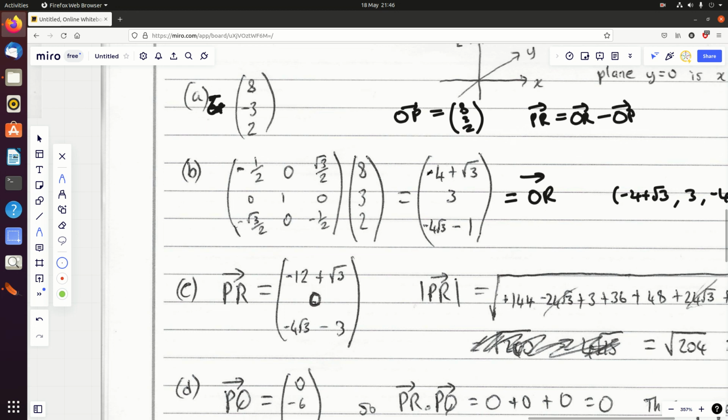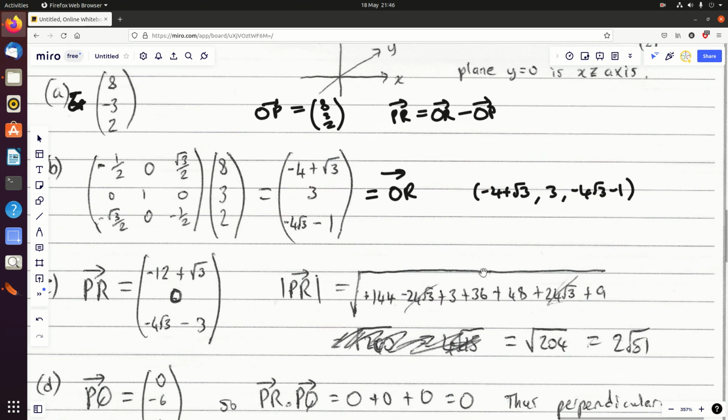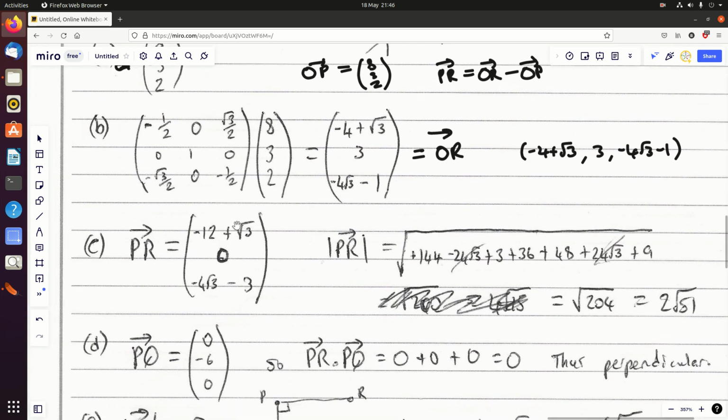Now PR is going to be OR minus OP. So I need to do minus 4 plus root 3 minus 8. That gives me minus 12 plus root 3. I need to do 3 minus 3, which gives me 0. And then I need to do minus 4 root 3 minus 1, take away 2, which is minus 4 root 3 minus 3. And then I can work out the length of PR as a simplified surd. So I did that squared plus that squared plus that squared. I always wonder how much I have to show now my super duper calculator does everything. But this should come to 144 minus 24 root 3 plus 3.